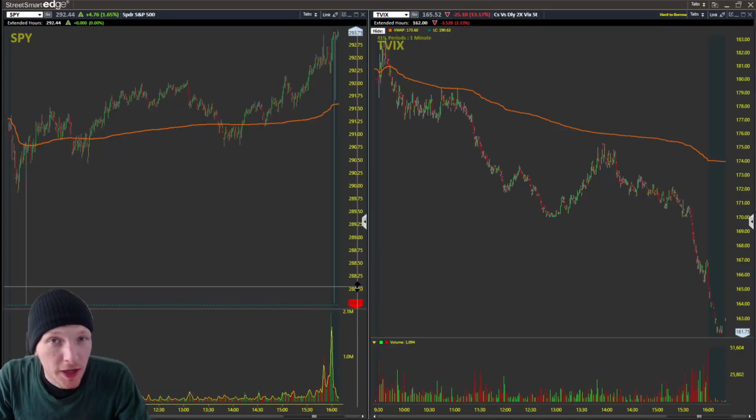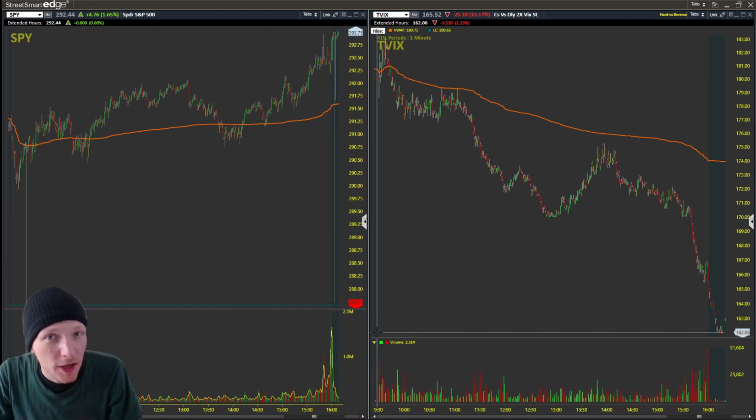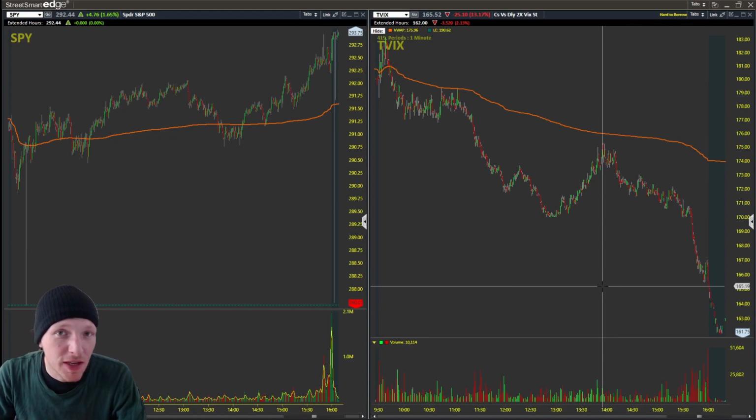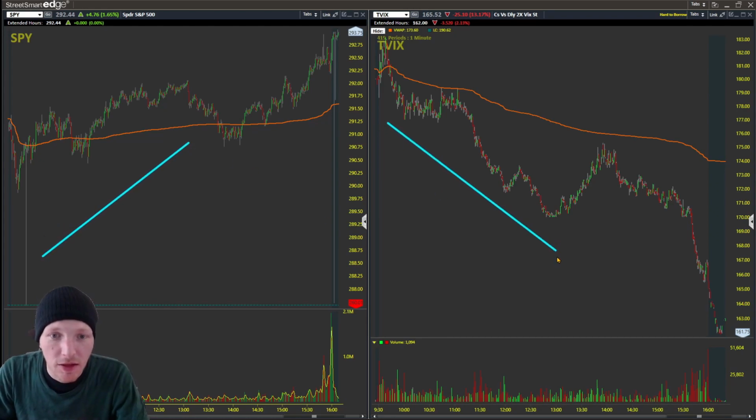Now let's go over an example of an inverse ETF compared to an ETF. One of my favorites to watch is the SPY, which is the S&P 500, and the TVIX. The TVIX was at one time a ×3 leveraged ETF. They just changed it to a ×2 leveraged ETF. On the left, we have the SPY, and on the right, we have the TVIX. And as you can see, the S&P 500 went up for the day as the TVIX declined for the day.